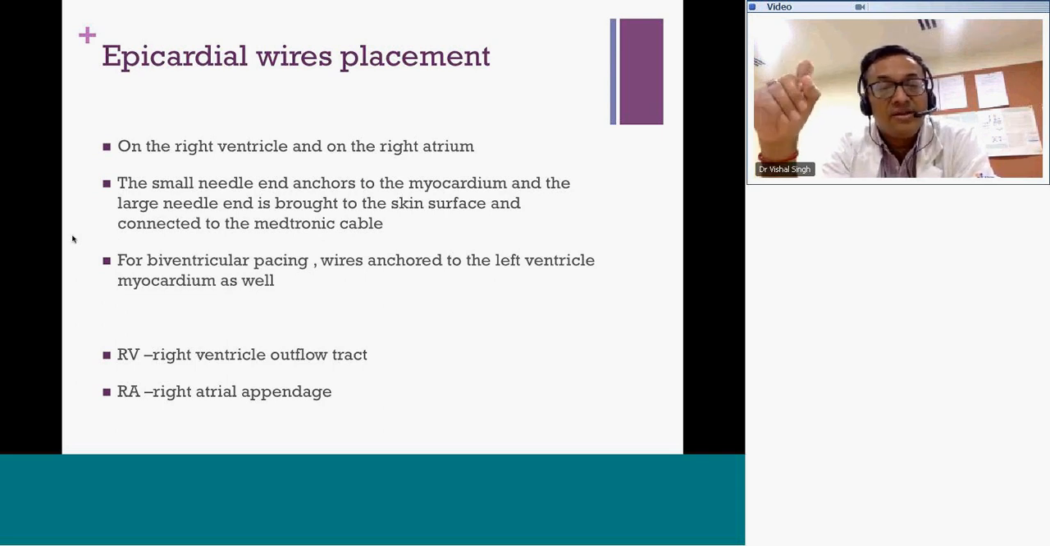Now, the ventricular wire is predominantly put at the right ventricular outflow tract, and in the atrium, it is put in the right atrial appendage. This is for your information. I don't think anybody is going to ask you specifically about this, but you should be aware of where it is.